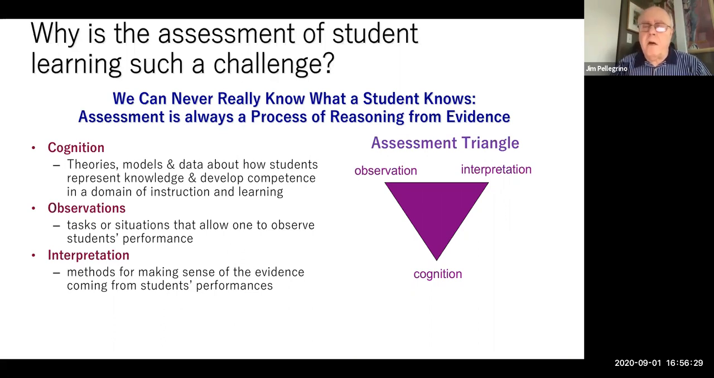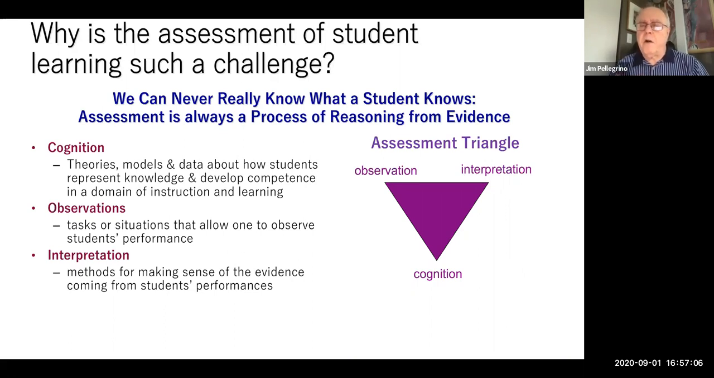We can't look inside students' heads. We can't directly measure the nature of their knowledge and competence. So assessment is always a process of reasoning from evidence. The nature and the quality of the reasoning that we can do depends on the nature and quality of the evidence. So in the Knowing What Students Know report, we made an emphasis on what we call the assessment triangle to capture the idea that assessment rests on three interconnected elements.